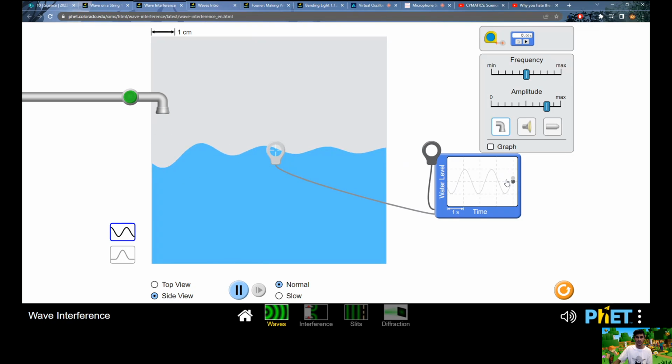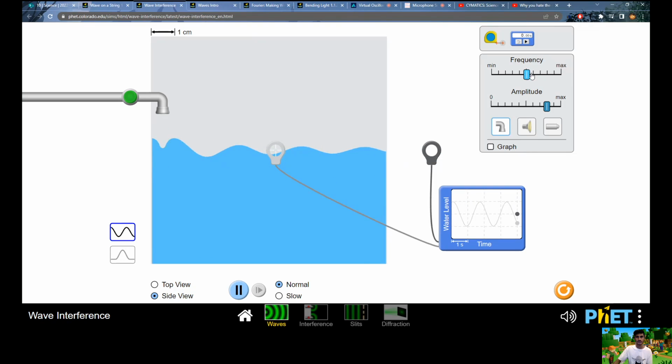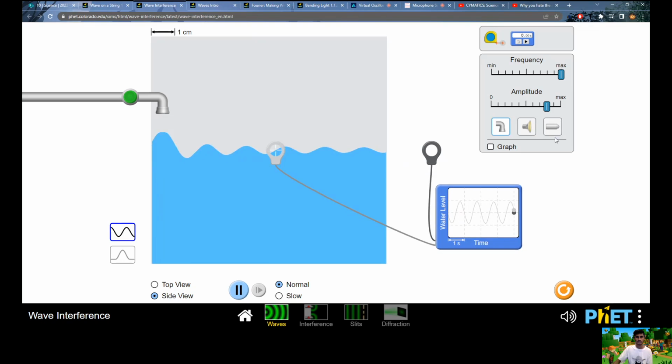On every graph, the first thing you want to see is what the axes are showing. This is showing water level, that's showing the amplitude versus time. Other things I can change in the simulation is I can change the frequency of the wave. So if I have a maximum frequency, the waves occur more often. And so we see the period on this graph here is much shorter.